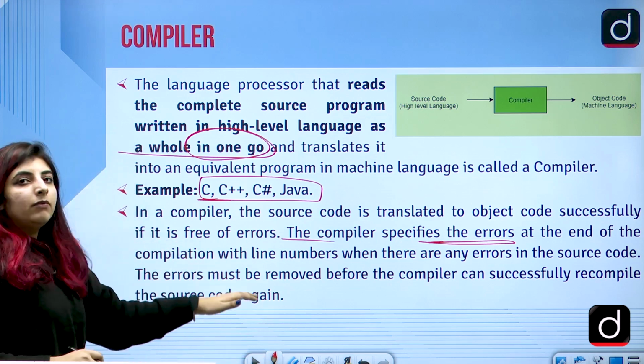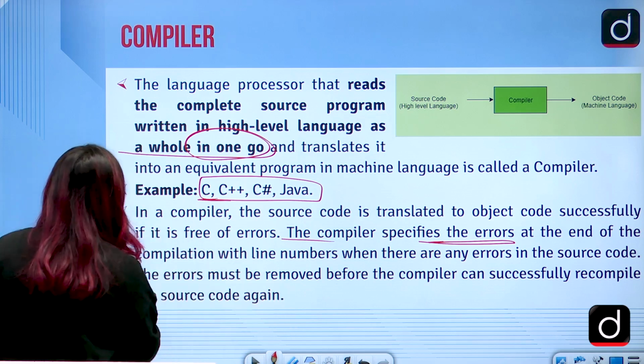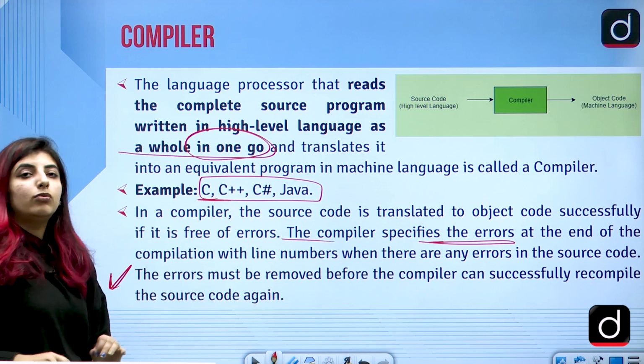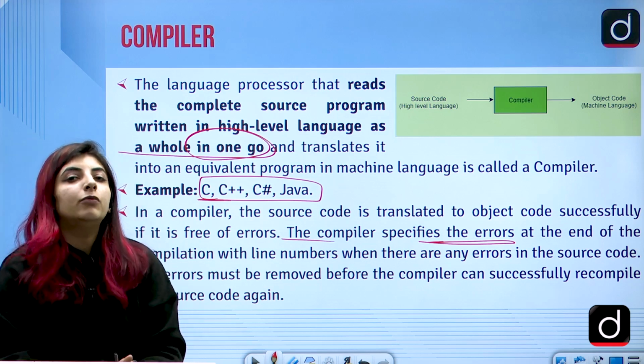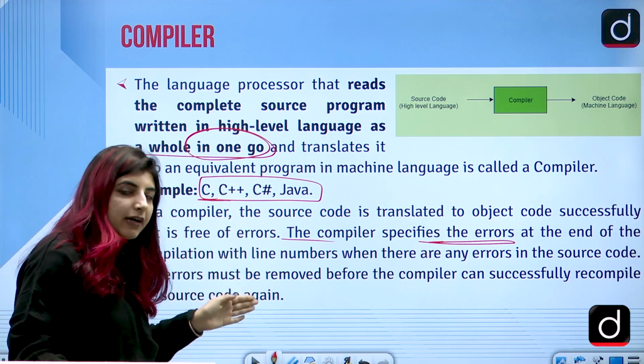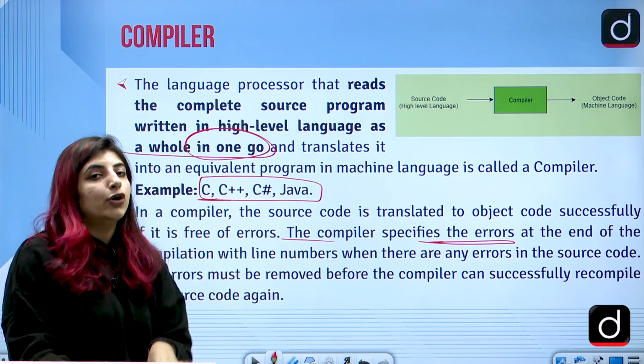The errors must be removed before the compiler can successfully recompile the source code again. So if you want your program to run, first of all you will have to remove all those errors which have been specified by the compiler after reading the entire document or the entire code which was there.